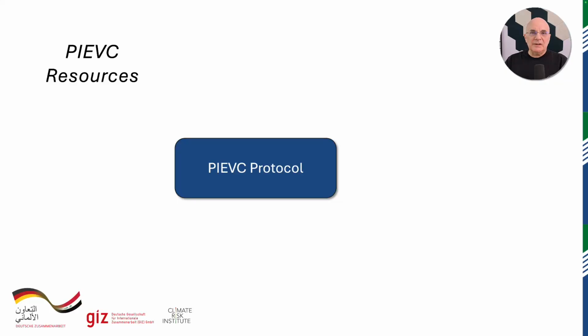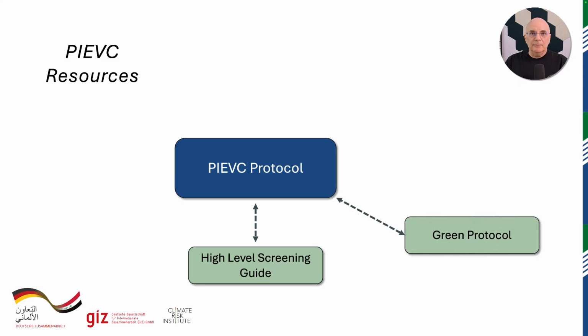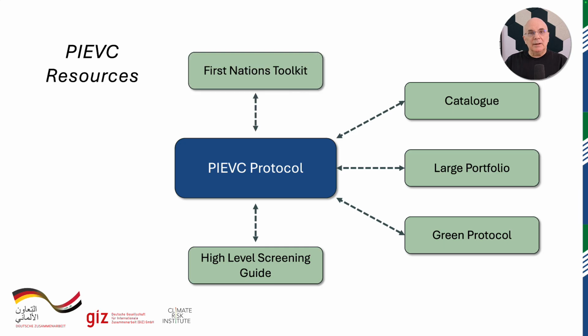We start with the privacy protocol. Then there's a high-level screening guide, a green protocol, a large portfolio assessment manual, a catalog of resources, and a First Nations toolkit.